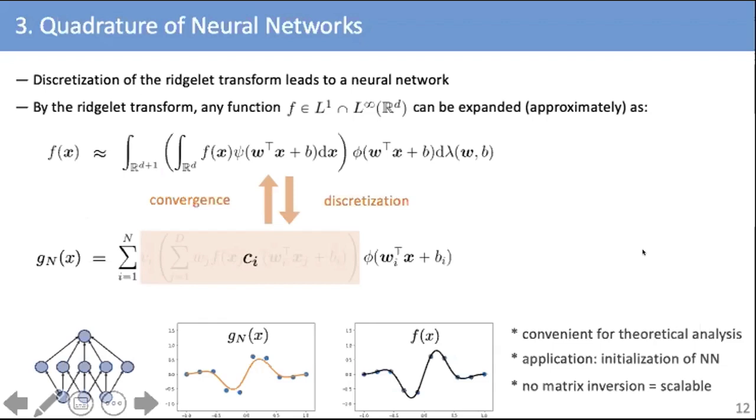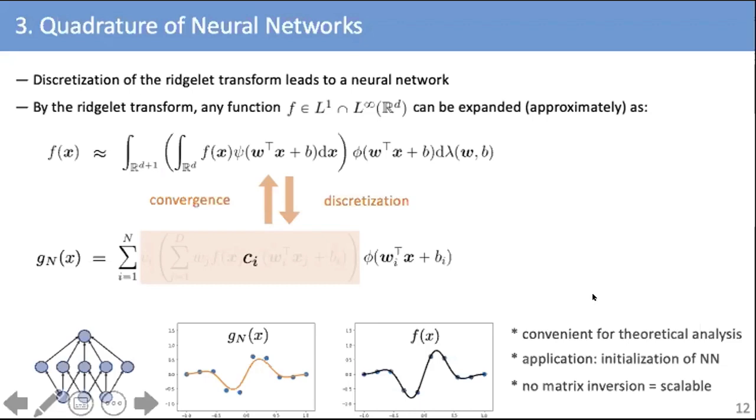I'd like to mention that this formulation has two typical applications. The first one is the theoretical analysis of neural networks. This formulation enables us to analyze theoretical properties of neural networks through the quadrature relation between these two equations, which sometimes makes theoretical analysis easy. So this is the first application.